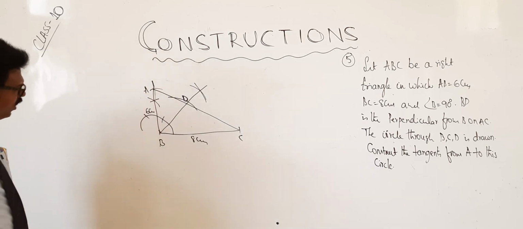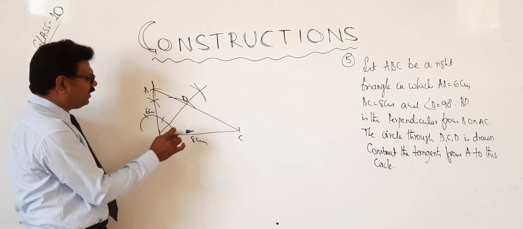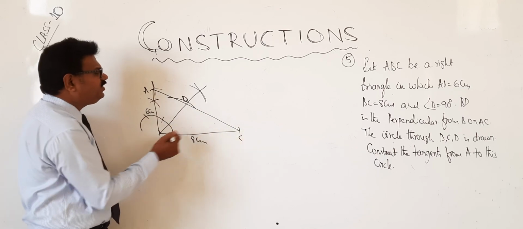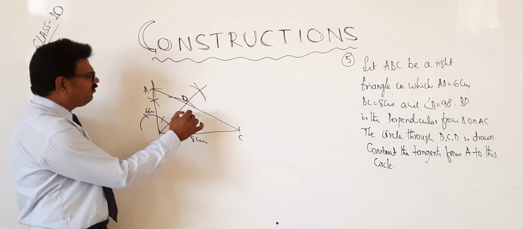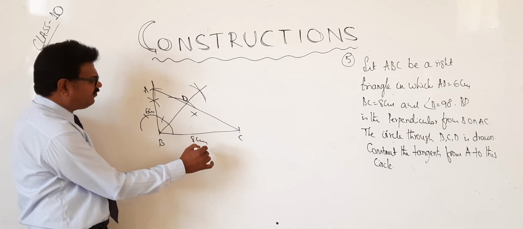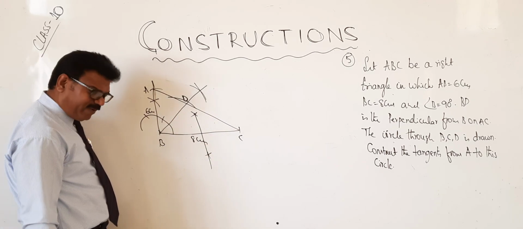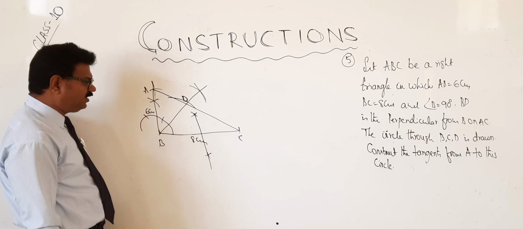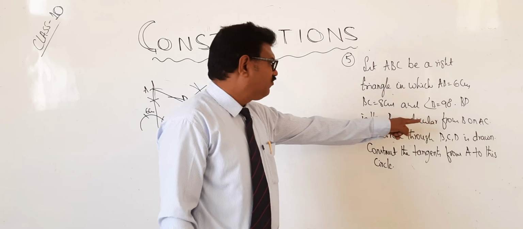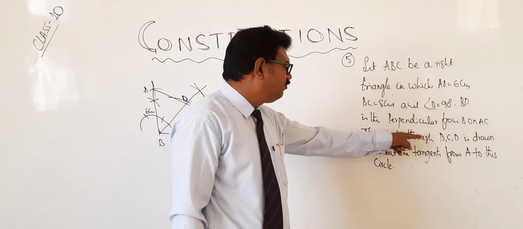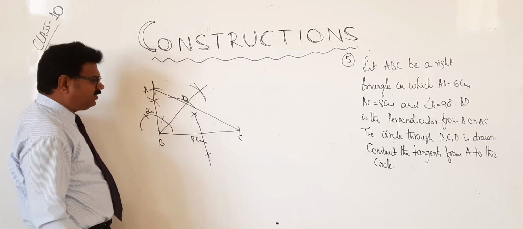Now you do one thing. Bisect this BC. Bisect this means what we do? Taking more than half. Here also more than half. Then bisecting. After bisecting, you draw a circle passing through B, C, D. From B on AC, the circle through BCD is drawn.